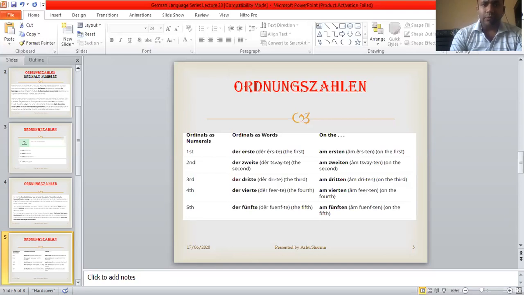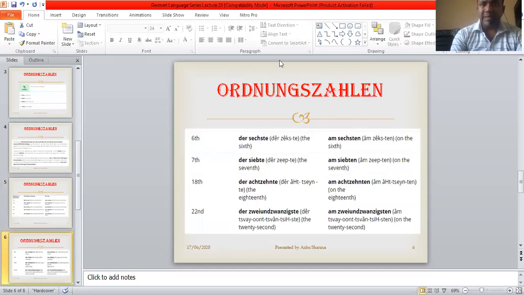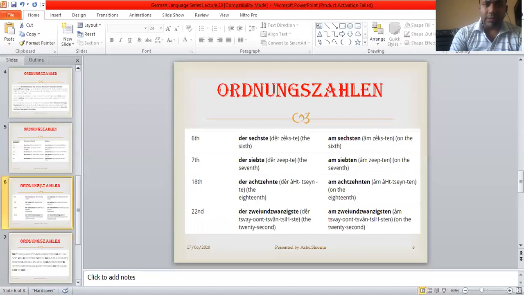And there is a wonderful way to use these ordinal numbers in specific cases. Next is sixth: der sechste, am sechsten. Seventh, der siebte, am siebten. 18th, der achtzehnte, am achtzehnten. Am 18th. 22nd, der 22., am 22. So this is the way we generally use this.